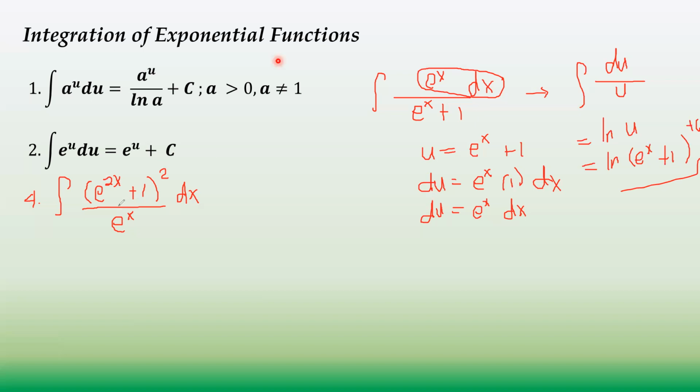On our example number 4, pag ginawa mong u ang ilalim dito, diba, e raised to x, at i-differentiate mo yan, meron ka lang e raised to u times 1 dx. Kaya ang du mo lang equal sa e raised to x dx. So, di mo siya ma-integrate. Ito kasi ang dx, ang kasama niya, itong e raised to 2x plus 1 squared. So, hindi pa pwede ito, ibig sabihin.